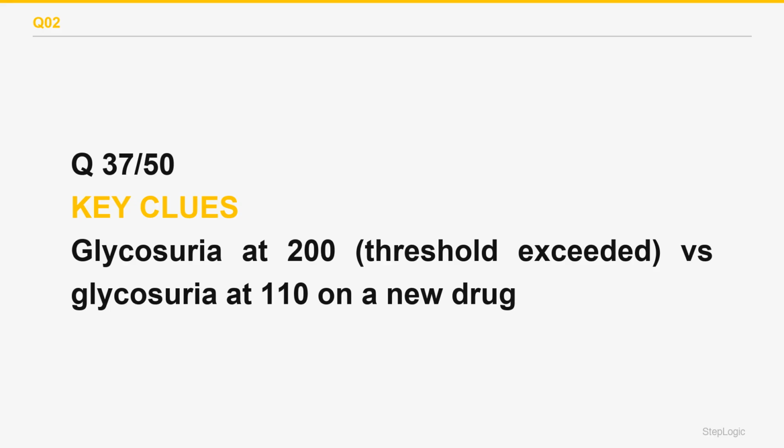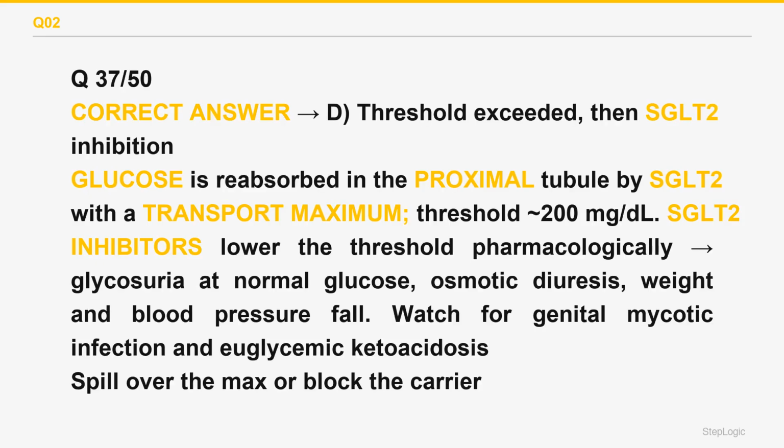The second is glycosuric at a normal plasma glucose because the transporter itself has been pharmacologically blocked, an SGLT2 inhibitor, which lowers glucose precisely by lowering the renal threshold. Choice A cannot apply to a plasma glucose of 110, which is far below any normal threshold. The correct answer is D. The adverse effects follow directly from the mechanism and are commonly tested.